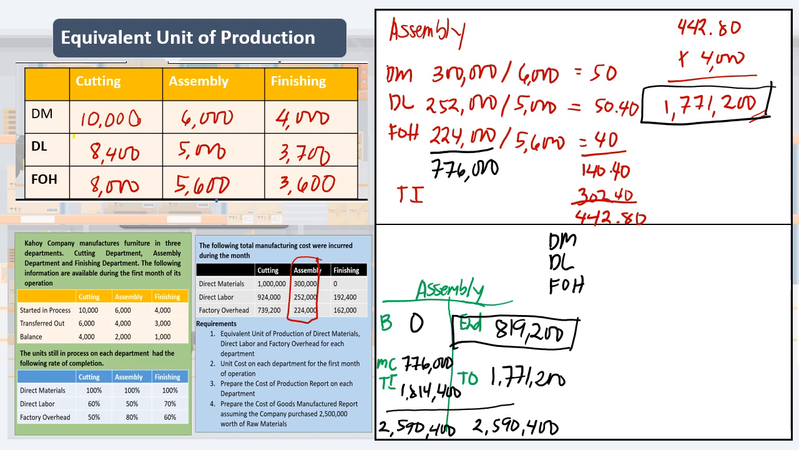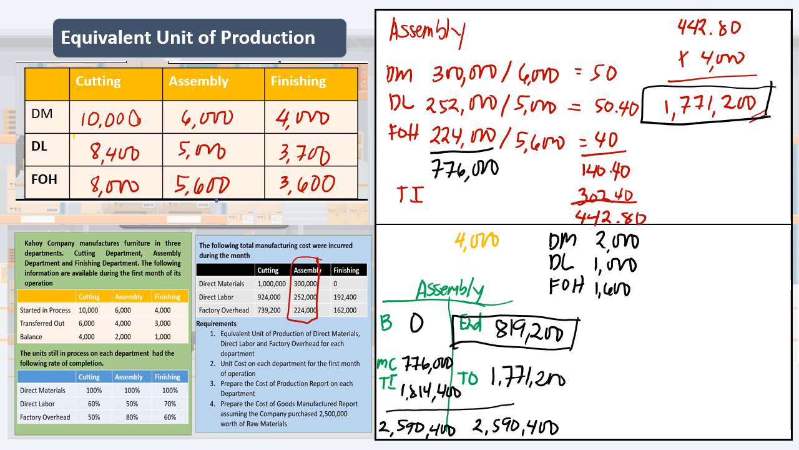So, kuhain lang natin yung EUP ng ending balance. So, para makuha ang EUP ng ending balance is yung EUP in total minus the transferred out in units. So, ang transferred out in units natin, if I'm not mistaken, is 4,000 units, diba? So, therefore, kung 6,000 ang EUP in total natin for direct materials, ibabawas lang natin yung 4,000. So, yung EUP natin for direct materials will be 2,000 units. For direct labor, 5,000 minus 4,000. So, meron tayo ditong 1,000 units. For factory overhead, we have 5,600 minus 4,000. So, that will be 1,600.